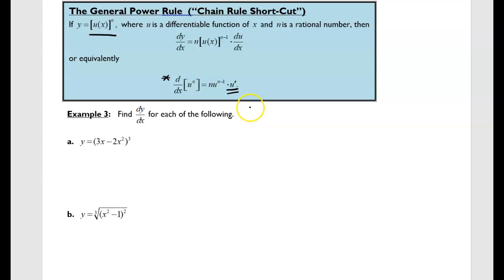And so when you look at your Stuff You Must Know cold sheet, you might see some derivatives that have u's involved, and that just means it's using the chain rule in that rule. So let's try to find some derivatives now.